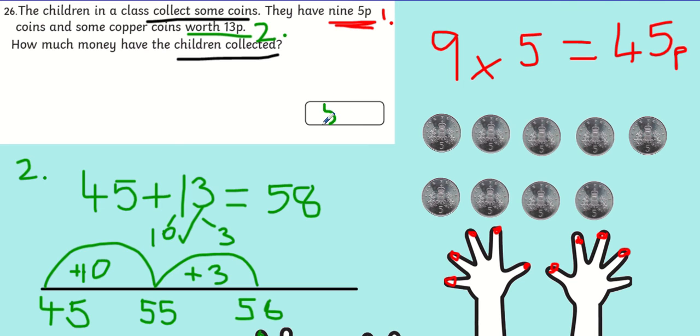Well, they've collected 58 what? 58 elephants? No, 58 pence. Well done. Super duper work, everybody. Let's move on to the second question as a team.